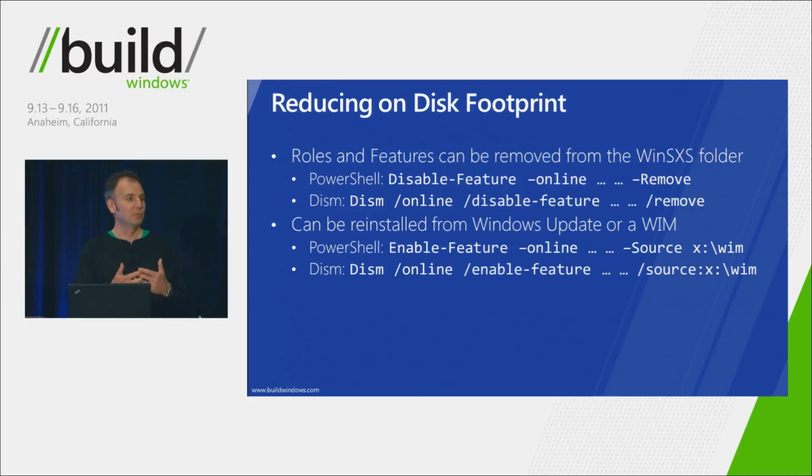None of the roles or features are there. What you have to do is use the -source or /source option and point to a WIM. You can do it on a DVD, on a file share, or you can also use Windows Update and then install the role remotely. So rather than having the 17 or 18 roles and the 40 or so features sitting there on your hard disk or on your virtual machines, none of them are there. You can just pull down just the ones you're going to run on that particular server.